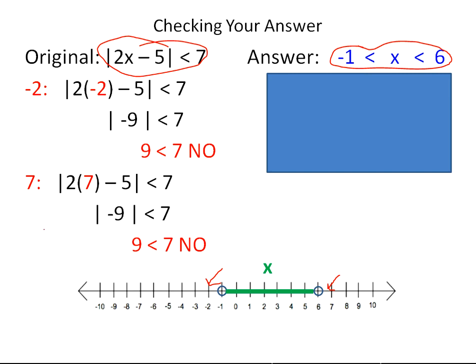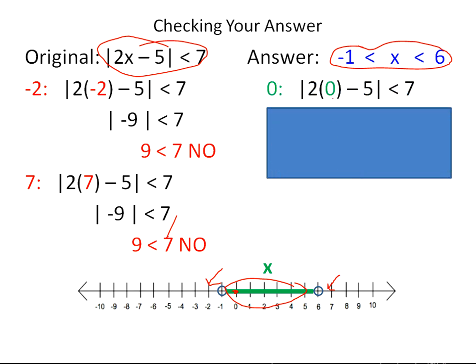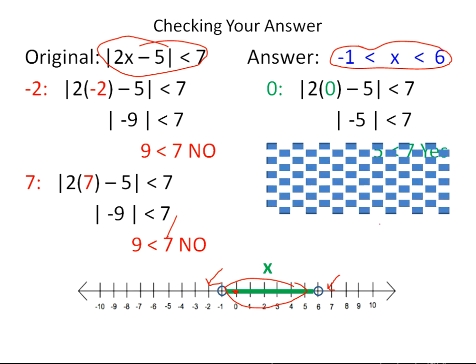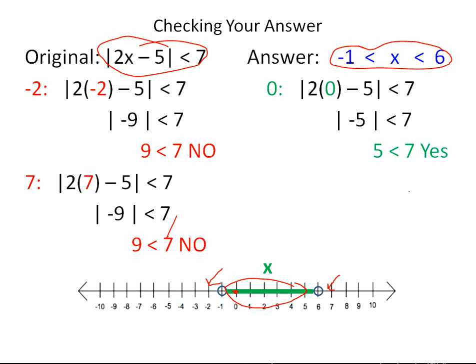Now we're going to pick a value, and we could pick any value that is on the green. And we're going to go ahead and pick the 0. We're going to see if that makes this inequality true. And so we substitute that in, and we have 0 minus 5. And then the absolute value of -5 is 5. And is 5 less than 7? Yes, it is. And so, therefore, we have seen an example that makes the original inequality true, and that verifies our answer of -1 is less than x is less than 6.